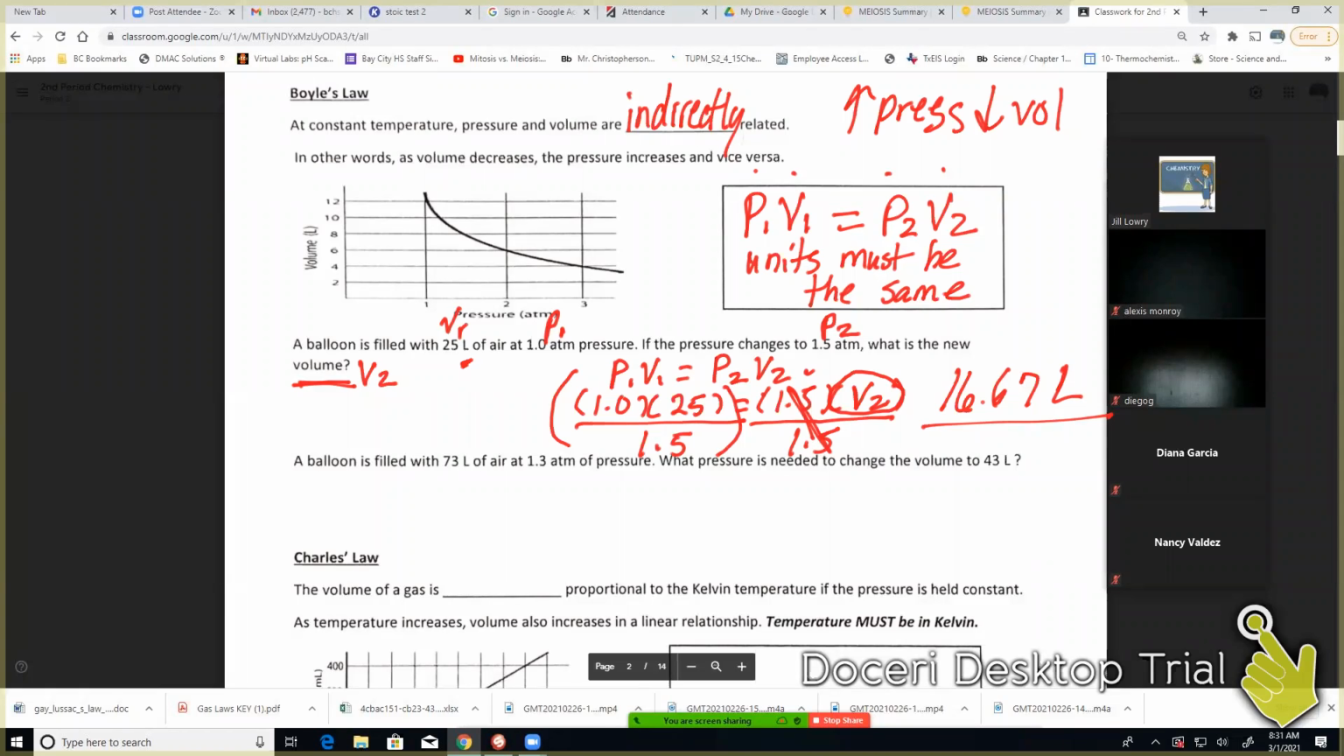All right, let's look at one more of those, and then we'll talk about Charles's law. So this one says a balloon is filled with 73 liters of 1.3 atm pressure. So there we go, that is my V1. 1.3 atm, so that's my P1. What pressure is needed to change the volume to 43 liters? So that's my new volume. So in this one, my P2 is my unknown.